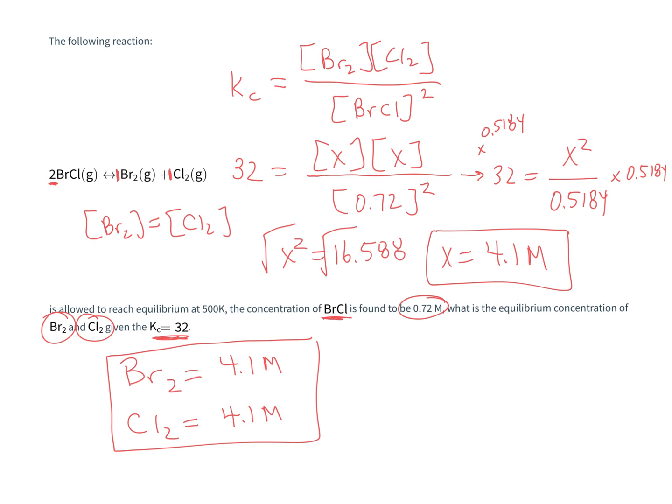So that may have stumped you, right? Because there's 2 things we didn't know. We didn't know the concentration of bromine. We didn't know the concentration of chlorine, but those concentrations are equal to each other because they are formed in the same 1-to-1 ratio. I don't know either concentration. I can call bromine X, and then that makes chlorine X as well, which gives us X squared, and now we have a problem that we can solve.